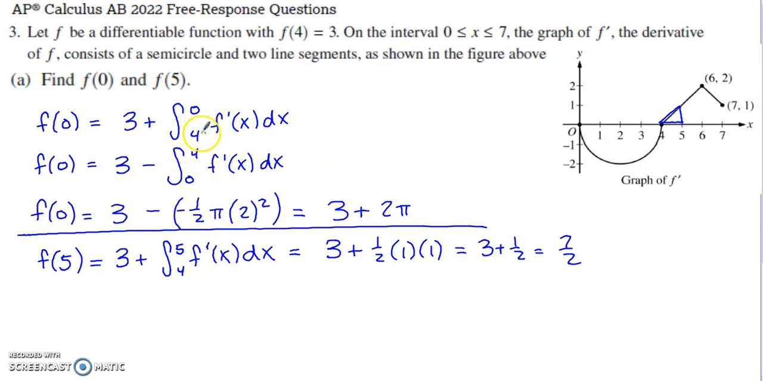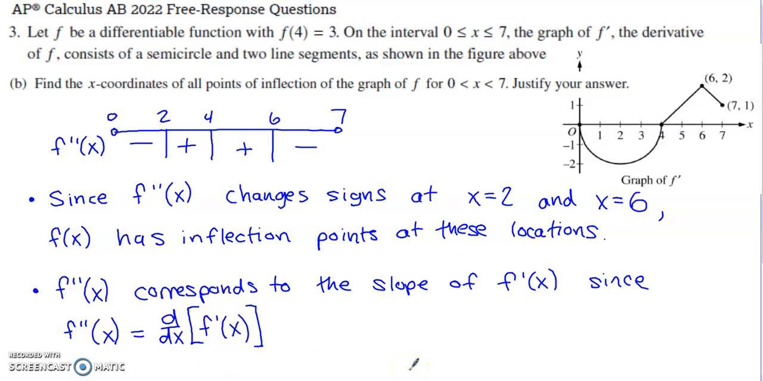But if you weren't careful with how you built this original calculation, making sure the limits were in the proper numerical order, if you didn't have enough negatives floating around, you wouldn't have gotten to this result. Again, you don't have to simplify it to 3 plus 2 pi. You very well could have left your answer looking like this.